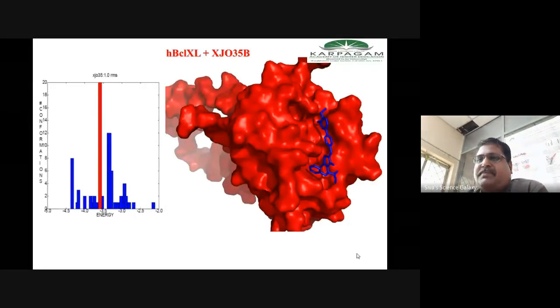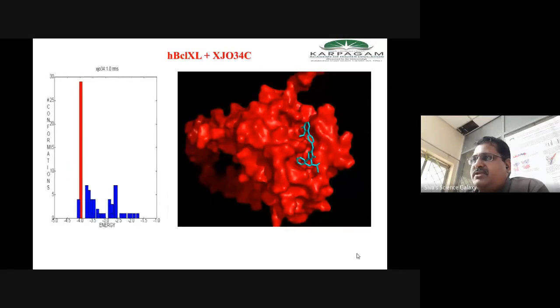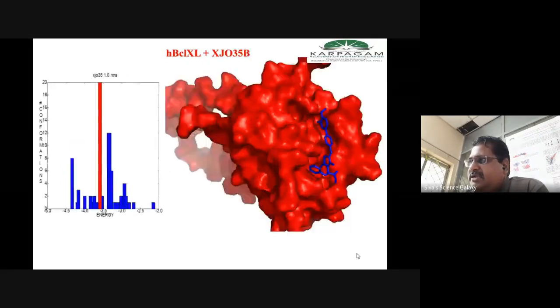So what does it mean? That means the computational method is wrong, because experimentally the ligand is not interacting. But computationally, I'm showing both ligands are in the same pocket. So how to answer? Okay. So we have to see the binding energy. The binding energy for 34 is appreciable. The binding energy for 35 is not appreciable. But it shows the same binding site.